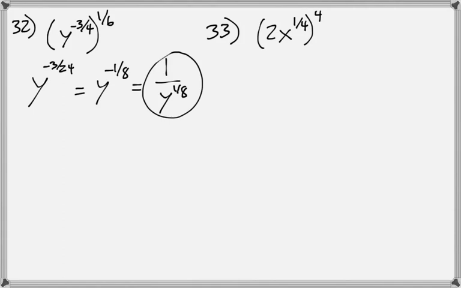For 33, my exponent of 4 applies to both of these. So that's going to be 2 to the 4th and then x to the 4 over 4. Now 2 to the 4th is 16, and then 4 over 4 is just 1, so this will just be x. So 16x will be our final answer.